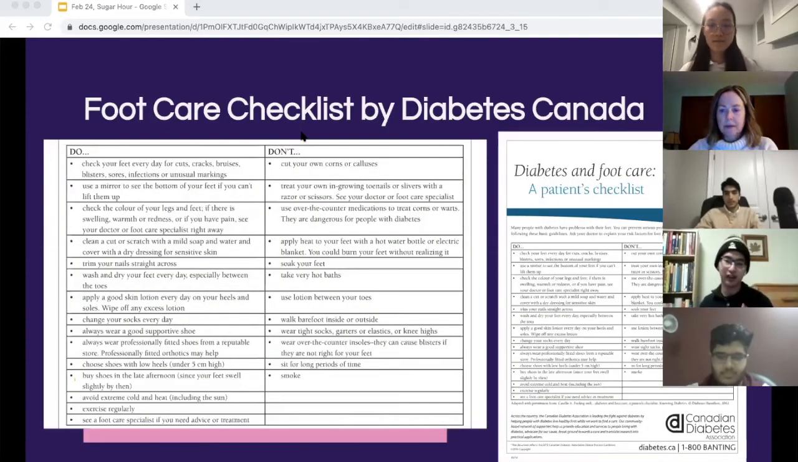So Diabetes Canada has some great resources that can help simplify this pretty complicated topic. As you can see up here, I have a screenshot of a do's and don'ts list that is published by Diabetes Canada that you can find on their website. It really helps to put everything into perspective on what to do when you're buying shoes, how to check your feet properly. So be sure to check that out to make sure you're doing so correctly.